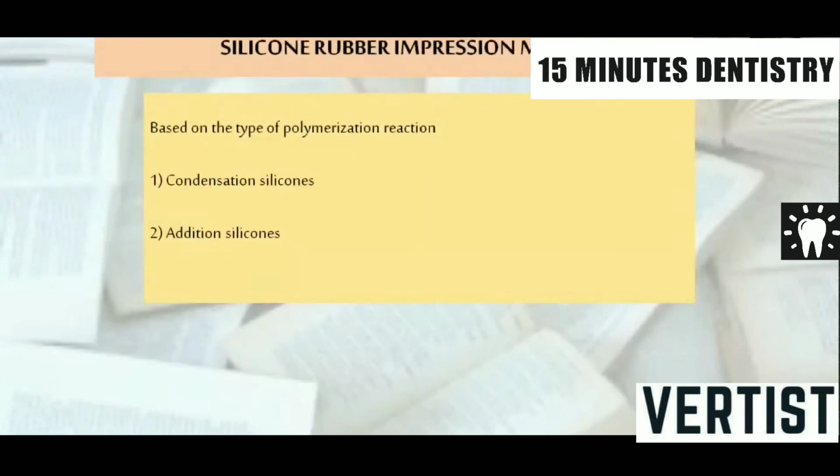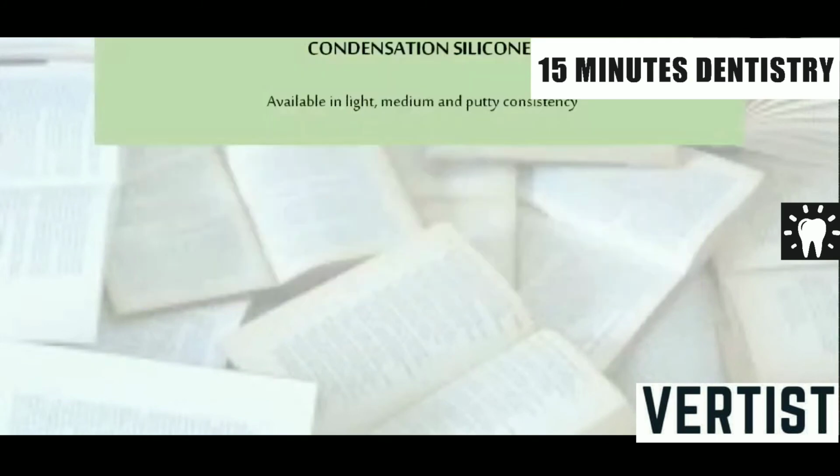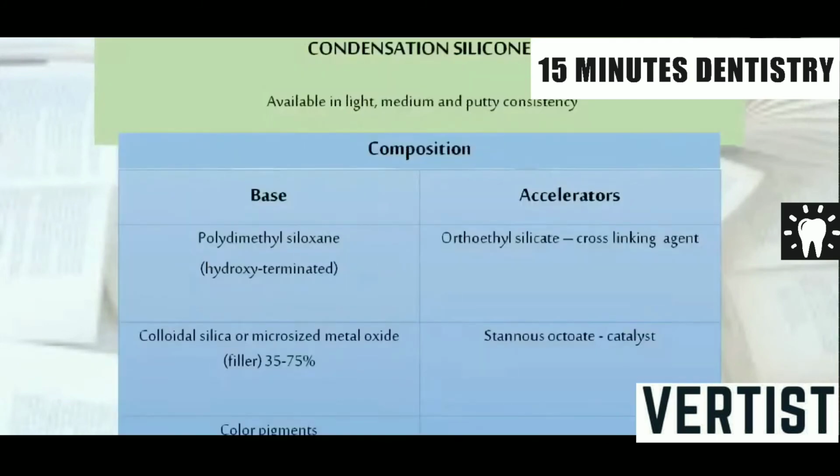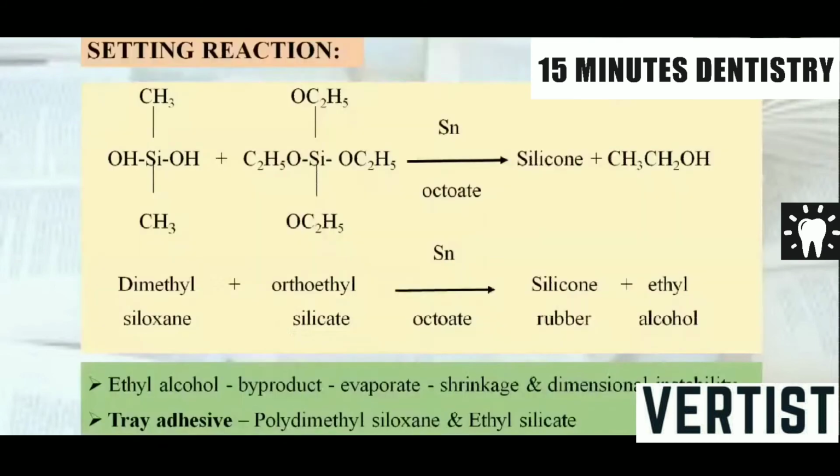Silicone rubber-based impression material is of two types: condensation silicone and addition silicone. These are classified according to how the polymerization reaction takes place. In condensation, the reaction takes place by condensation, and in addition, a chain addition reaction takes place. So we'll see the condensation silicone. It is provided as a base and an accelerator. The base contains polydimethyl siloxane, colloidal silica, and metal oxides. The accelerator has an alkyl silicate cross-linking agent, which causes a condensation type of reaction to take place.